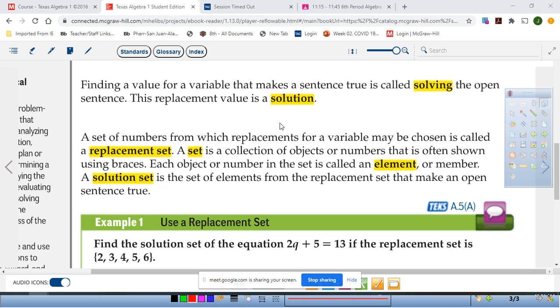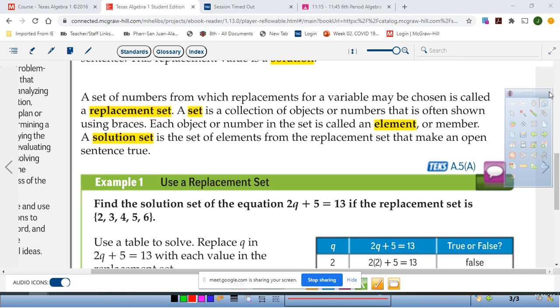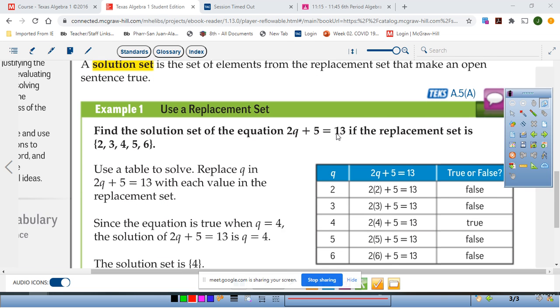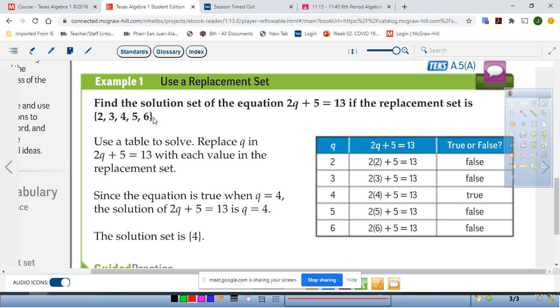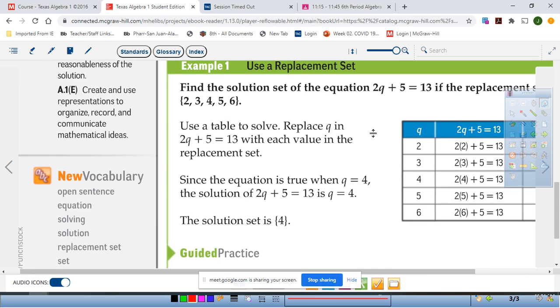Okay? Sometimes, and this is usually at the beginning of your test, they give you an equation like this, and then this is your set. You see it's in these braces. Each one of these is an element. Now you plug them into the equation, right? So this set is all the numbers that they want you to go ahead and try. Hopefully you understand what this is saying.